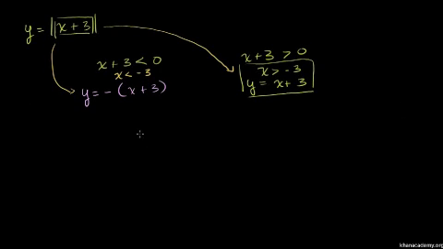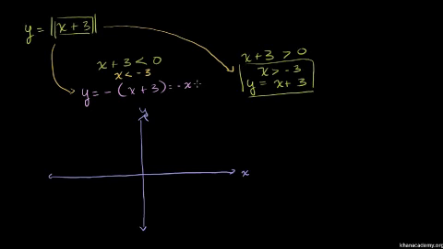Let me draw my axes. That's my x-axis. That's my y-axis. So just let me multiply this out just so that we have it in mx plus b form. So this is equal to negative x minus 3. Negative x minus 3. So let's just figure out what this graph would look like in general.